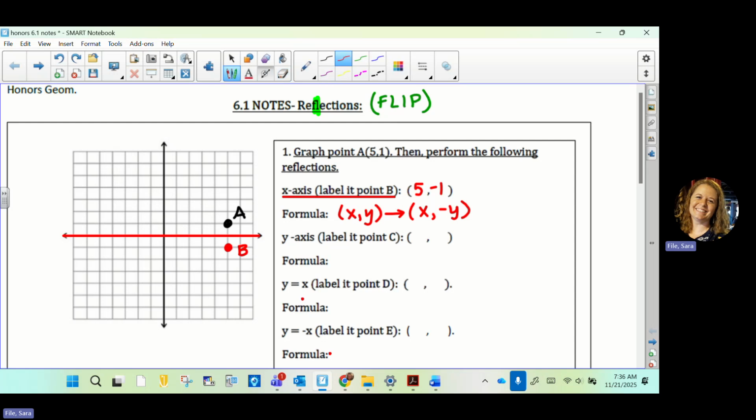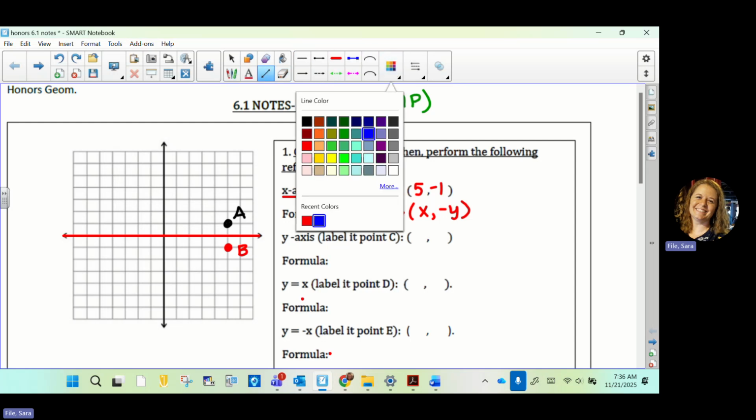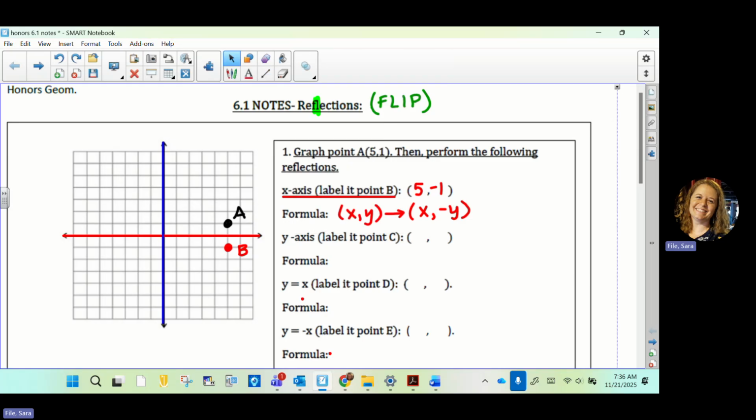Now if we reflect across the y-axis, the same concept. Here's our y-axis. But instead of going up or down, we're going to go left or right because we have to cross the y-axis. Point A is 5 units to the right of the y-axis, so a reflection over this would be 5 units to the left, but at the same height. It would be here, and it says to label that point C.